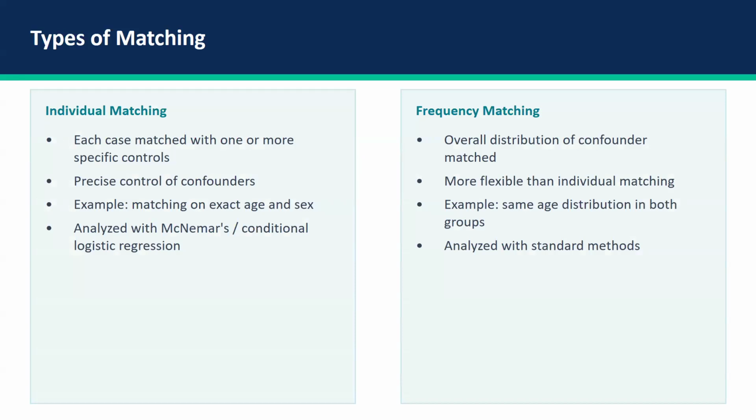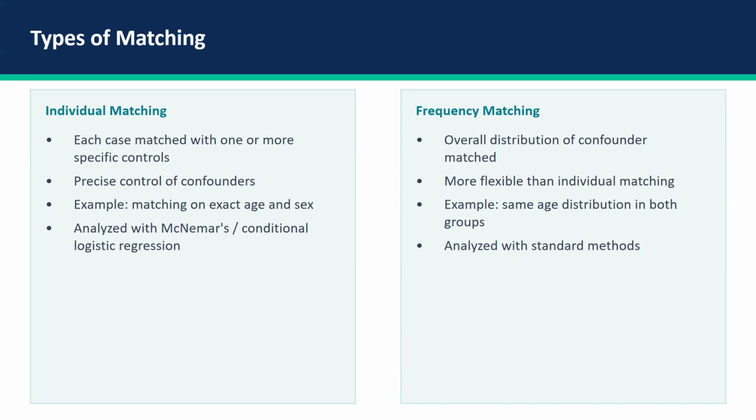And there can be different types of matching, like individual matching and frequency matching. In individual matching, each case is matched with one or more specific controls, and there is precise control of the confounders in this case. For example, matching on exact age and sex. These are, as discussed before, analyzed by the different methods.